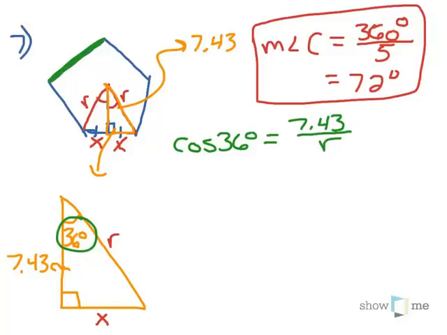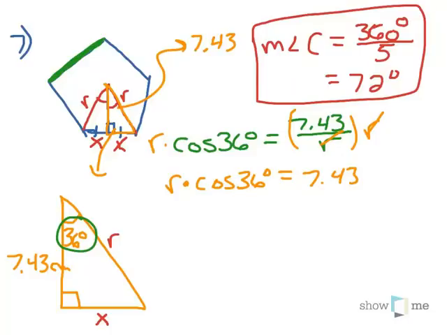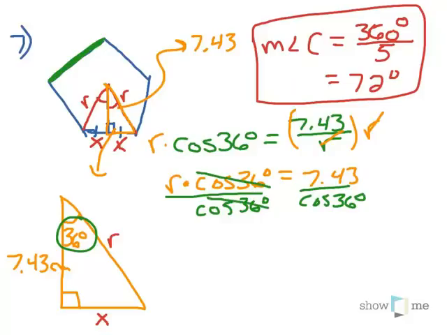To solve this equation, we're going to multiply both sides by r. If you multiply the right side by r, that gets rid of the dividing by r. If you multiply the left side by r, you get r cosine of 36 degrees equals 7.43. To get r by itself completely, you have to separate the r from cosine of 36. It's attached by multiplication. The opposite of multiplying is dividing. So if we divide both sides by cosine of 36 degrees, on the left, if you divide something by itself, you get 1.